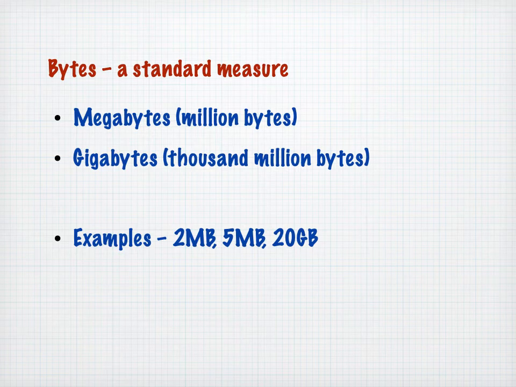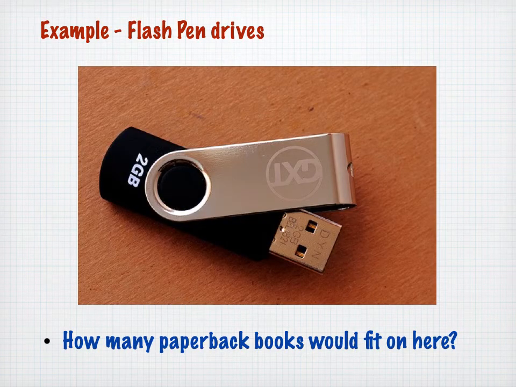And the most common place that you probably experience this is on a flash pen drive, for example. So, you know, those are standard measures for things like 2 gigabytes, 8 gigabytes, things like that. So, quick example here. Say you had a 2 gigabyte memory flash drive. How many paperback books would fit on there?